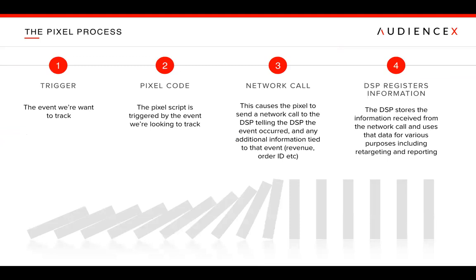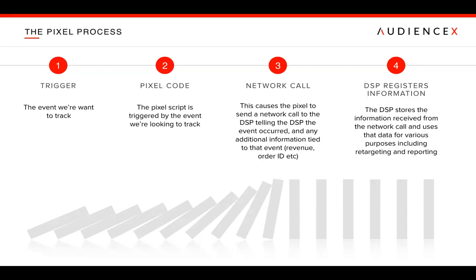In that process, the trigger, again, is the event that you're looking to track. The pixel script is then triggered to send by the event we're looking to track to send the network call. And that network call is really like a digital phone call. So it's essentially the client's website picking up the phone, calling The Trade Desk and saying, hey, Trade Desk, just so you know, Susie looked at that landing page that we're looking to track. So add a cookie on her so that we can track her and keep that information tied to the campaign.